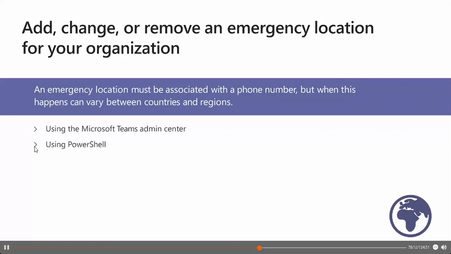Obviously you can also do it over PowerShell with New-CsOnlineLisCivicAddress. That's one capability to add a new one. And with Set-CsOnlineLisCivicAddress you can also change it. To remove it, I think it's clear: you need to use the Remove-CsOnlineLisCivicAddress PowerShell cmdlet.